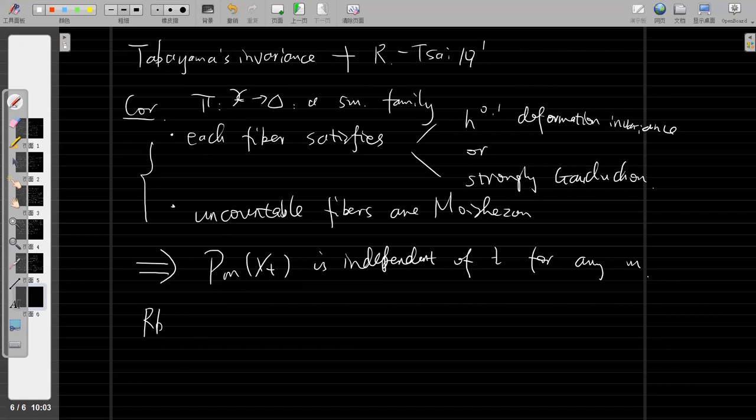In this sense, actually, this corollary answers one of the main questions from the theory in a little greater generality.